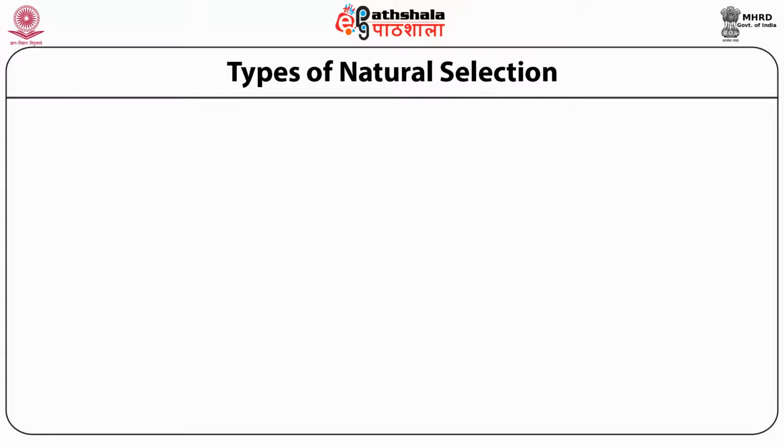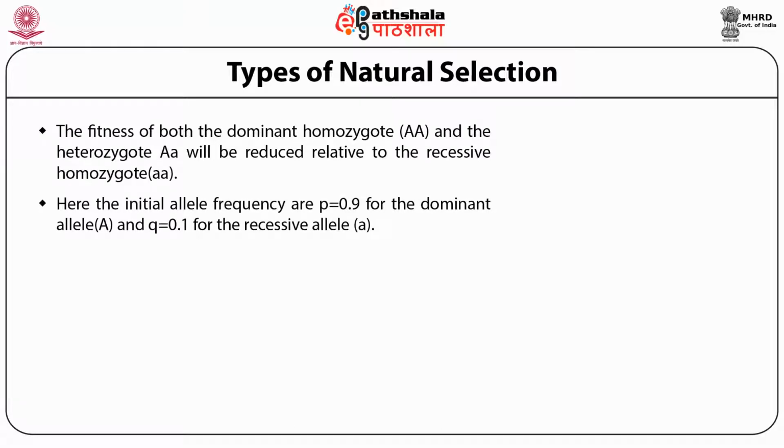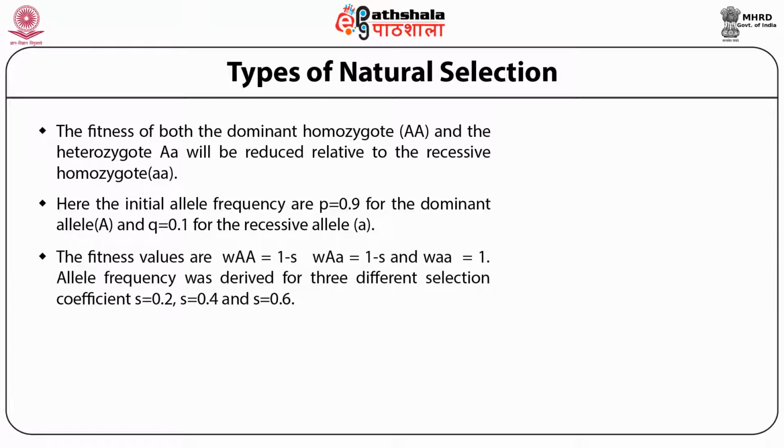Selection against dominant alleles. The fitness of both the dominant homozygote and heterozygote will be reduced relative to the recessive homozygote. Here, the initial allele frequencies are p equal to 0.9 for dominant allele A and q equal to 0.1 for the recessive allele small a. The fitness values are W capital AA equal to 1 minus s, W capital A small a equal to 1 minus s, and W small aa equal to 1. Allele frequency was derived for three different selection coefficients. s equal to 0.2, s equal to 0.4, and s equal to 0.6. This can be further understood by this graph.